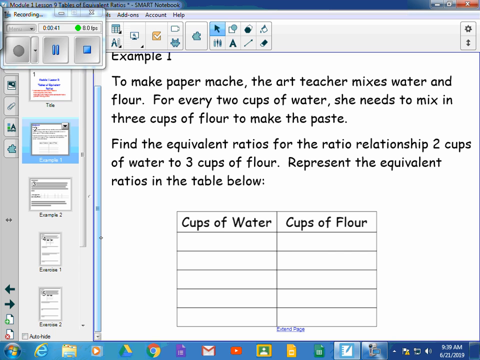To make paper mache, the art teacher mixes water and flour. For every 2 cups of water, she needs to mix 3 cups of flour to make the paste. Find the equivalent ratios for the ratio relationship 2 cups of water to 3 cups of flour. Represent the equivalent ratios in the table below.